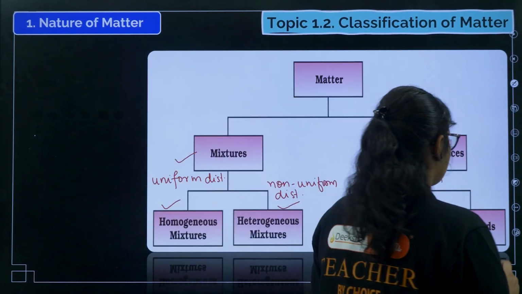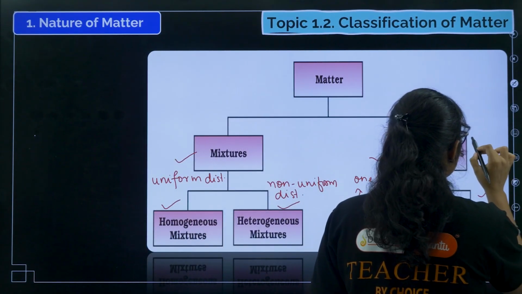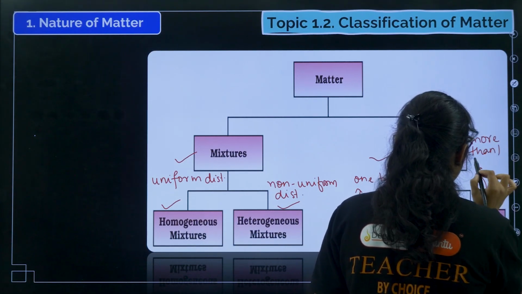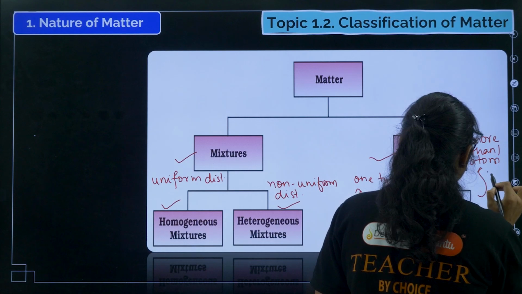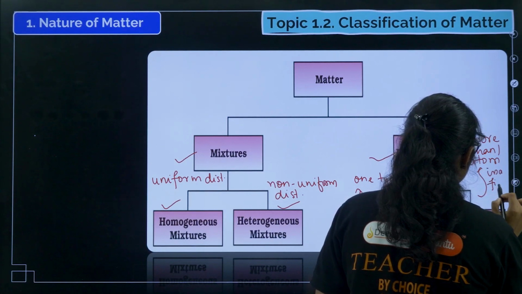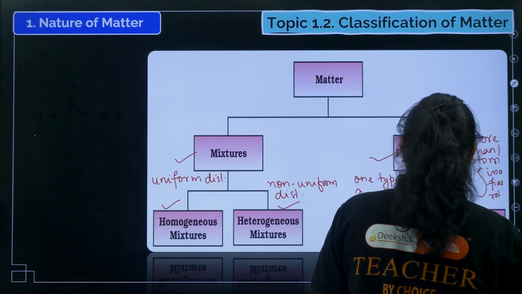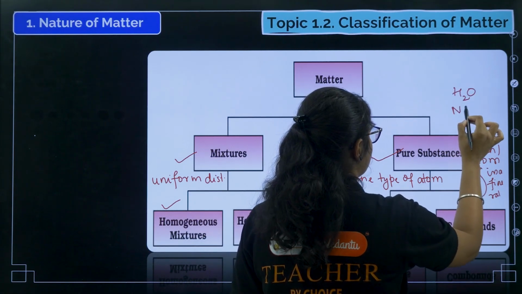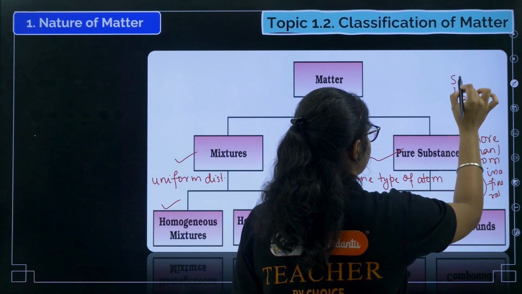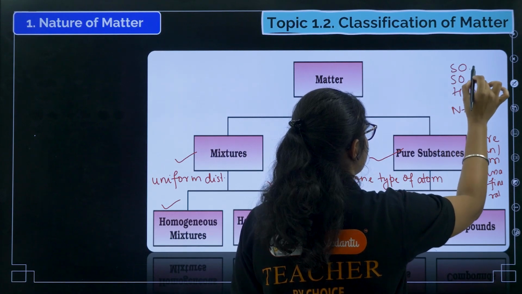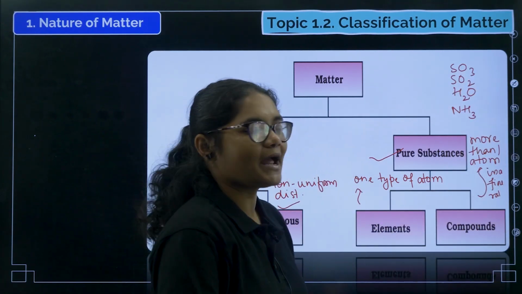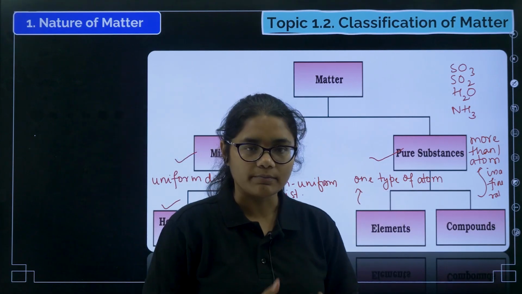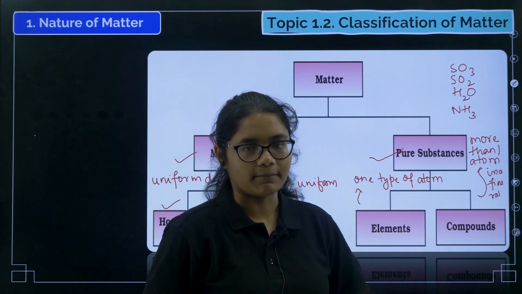Whereas what is a compound? A compound is a combination of more than one atom in a fixed ratio. For example, you have water, NH3, SO2, SO3. You can see here different atoms have combined in a fixed ratio to give a molecule, and a combination of molecules is called a compound.